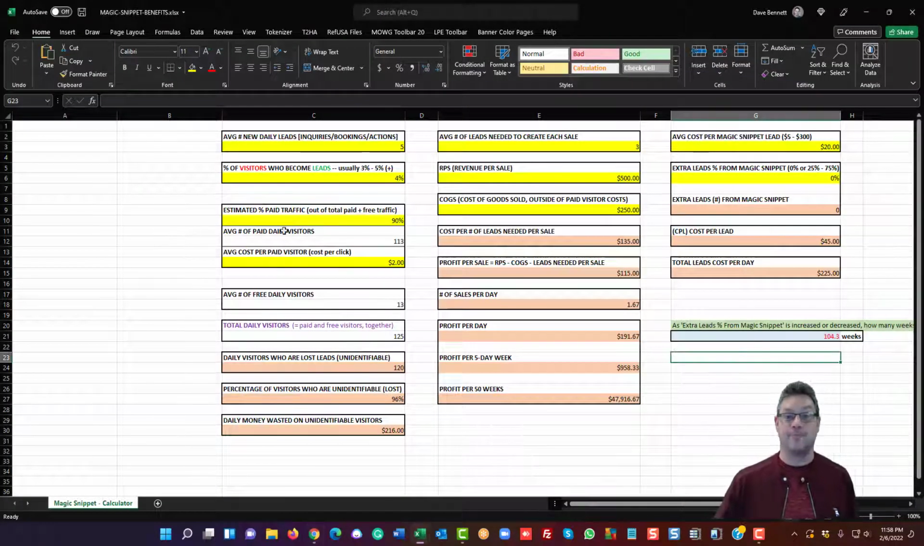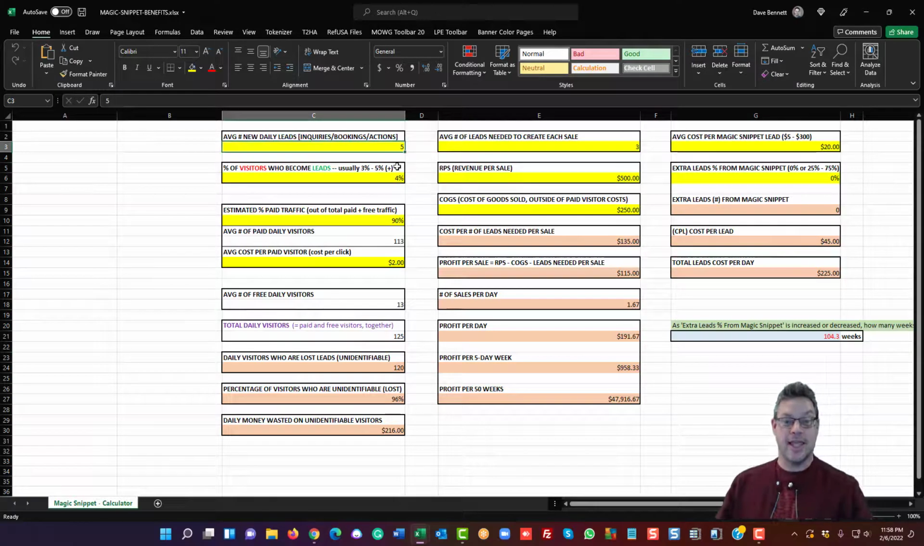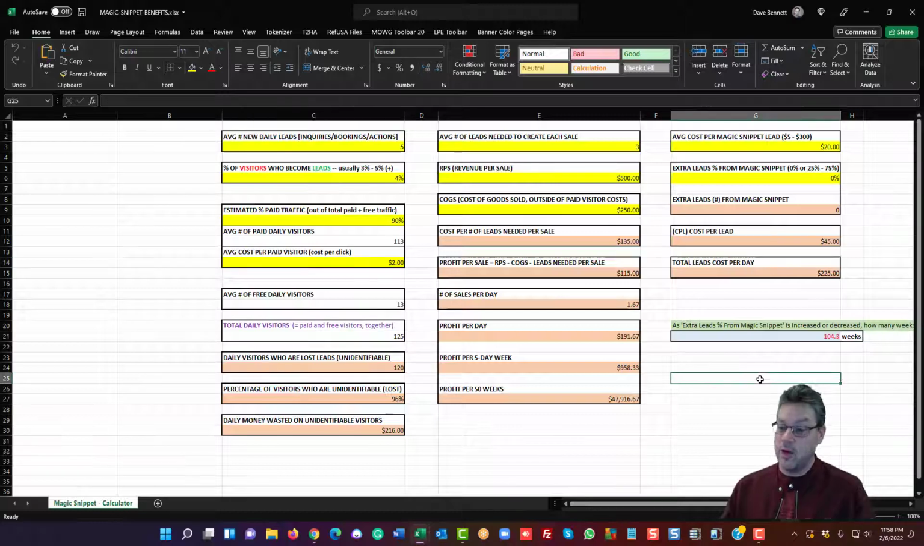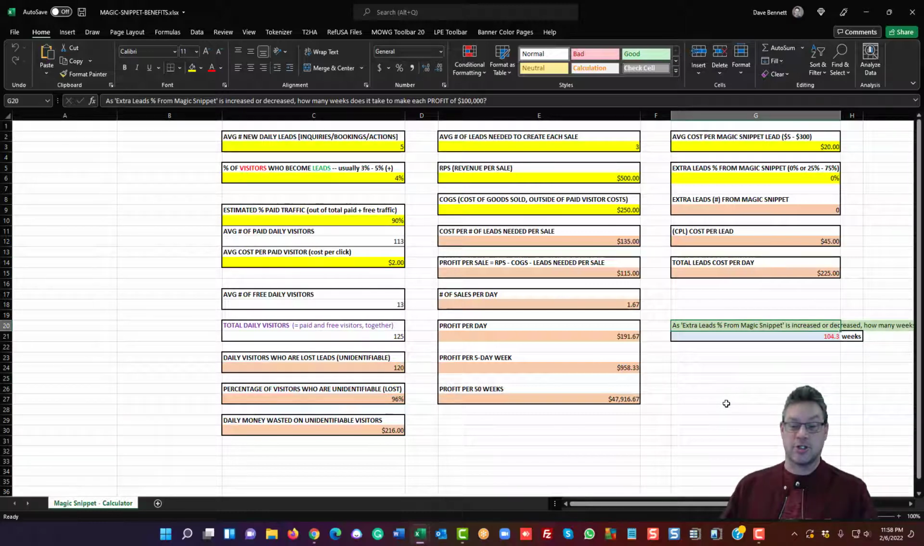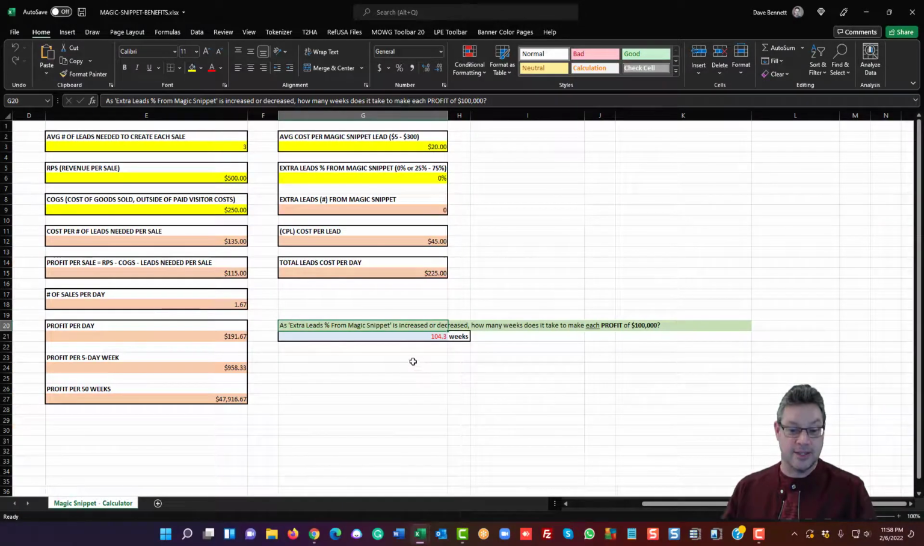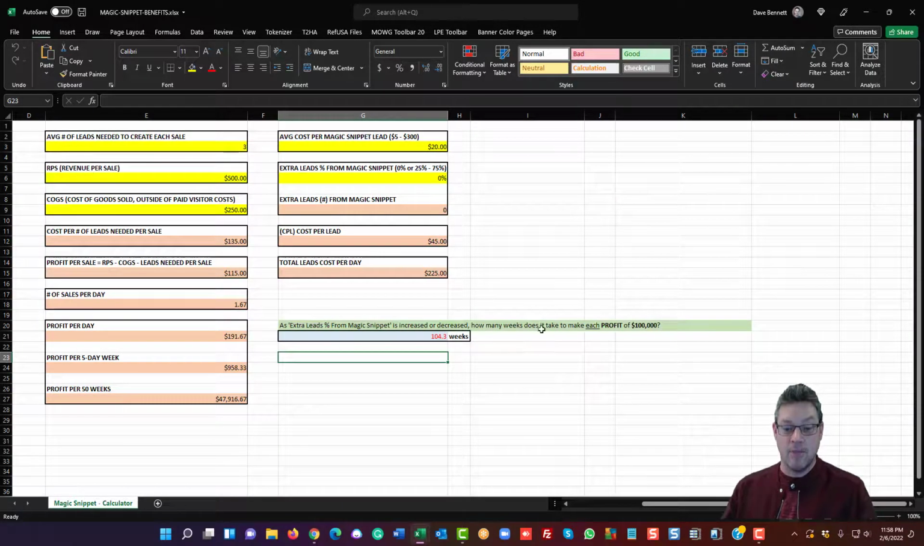So here we go, okay? Everything in yellow is a thing you can change, okay? So you're gonna change 1, 2, 3, 4, 5, 6, 7, 8, 9 things, that's it. And then the rest of this just auto fills in. And the real question is, as you're getting extra leads for the magic snippet, as that increases or decreases, how many weeks, months or years does it take to make each profit of $100,000? And I just put it in weeks, okay?